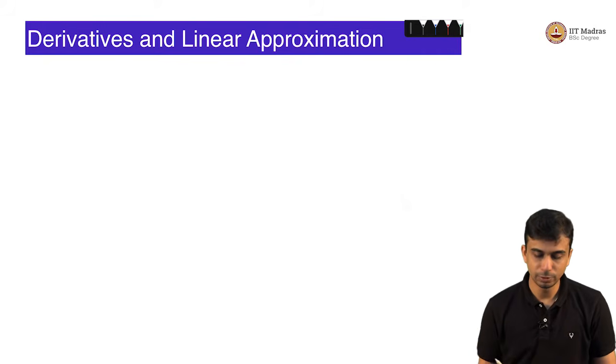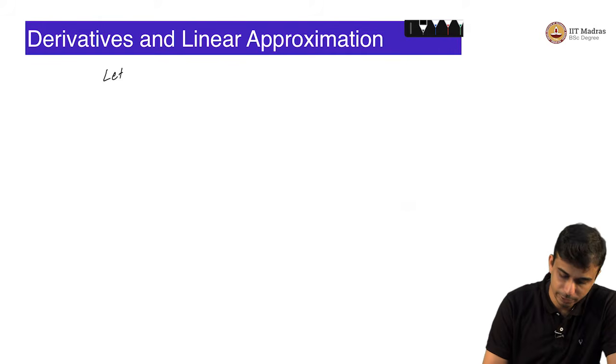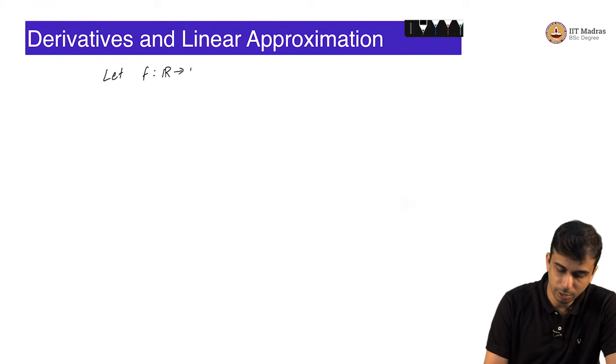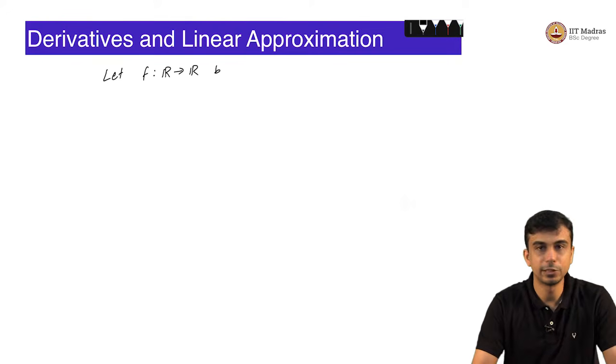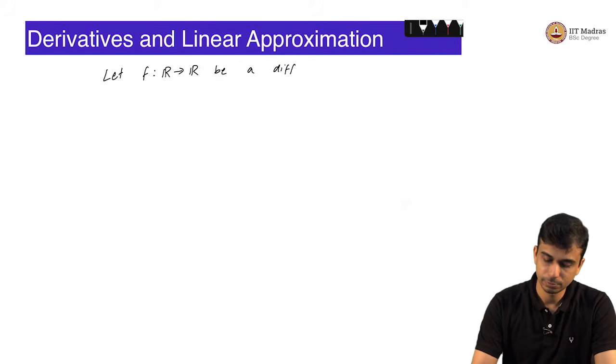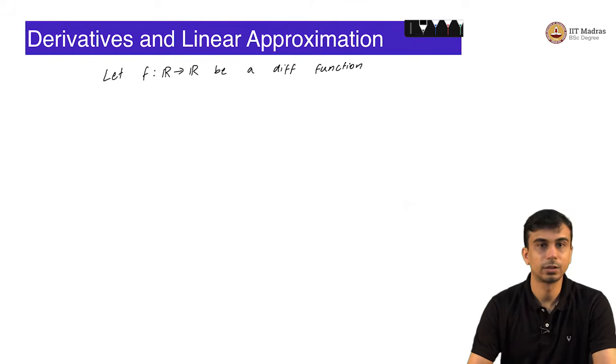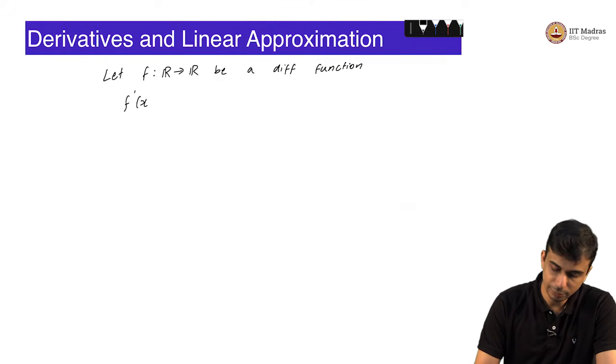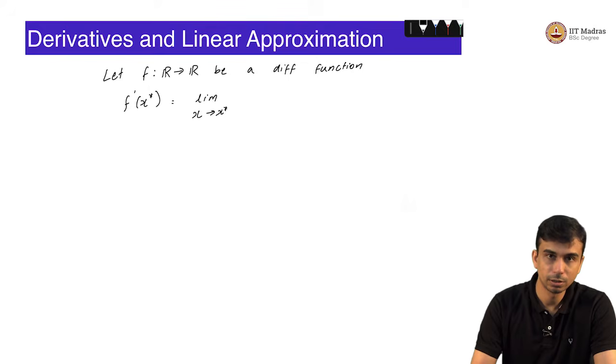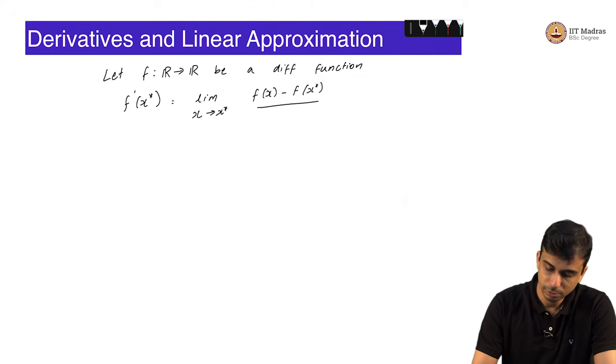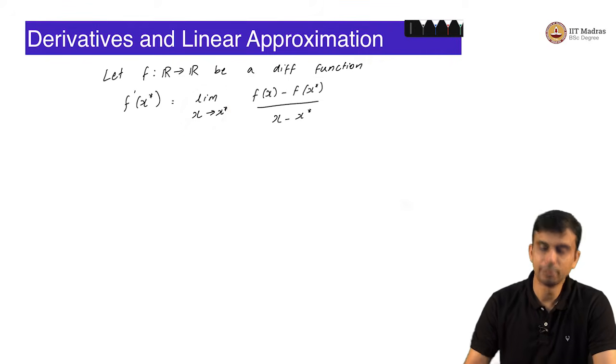Right. So let us consider a differentiable function from R to R. Let f from R to R be a differentiable function. What is the definition of the derivative? Well, f dash of x star is equal to the limit as x approaches x star of f of x minus f of x star by x minus x star. So, we do have a limit term here.